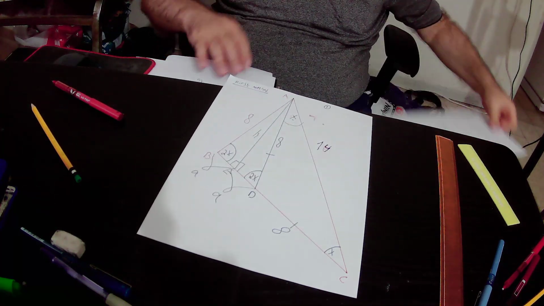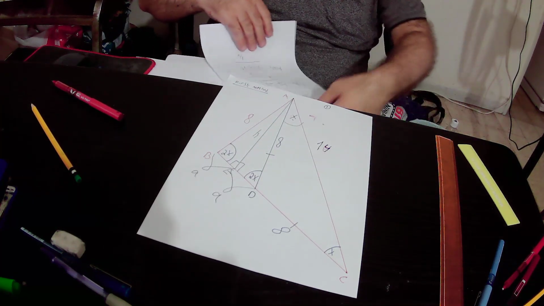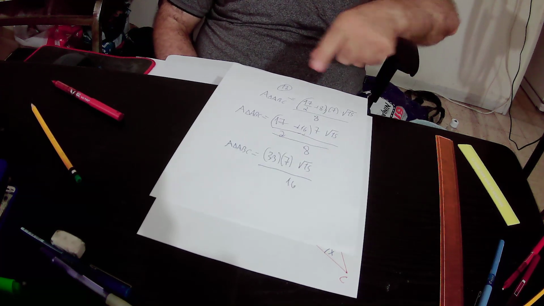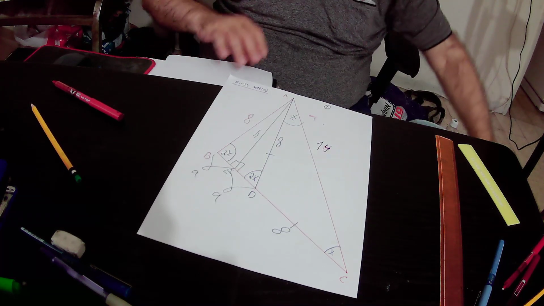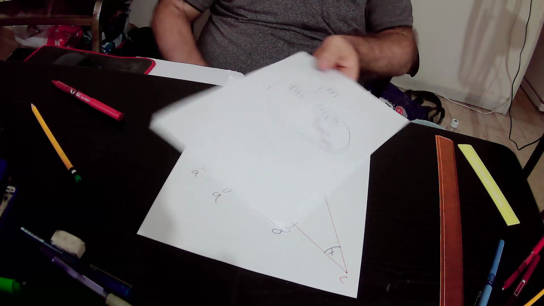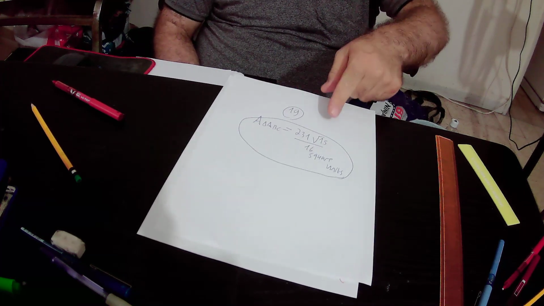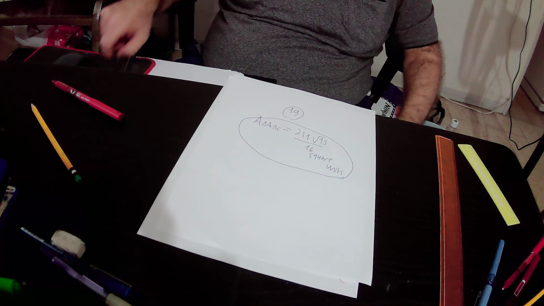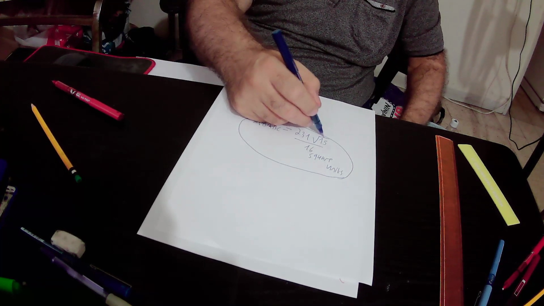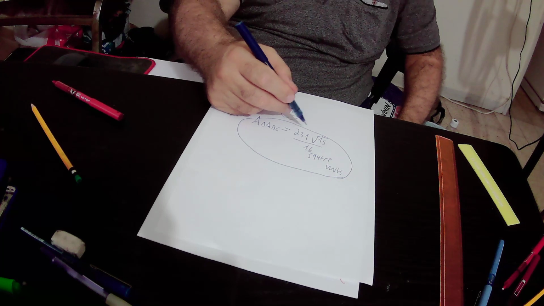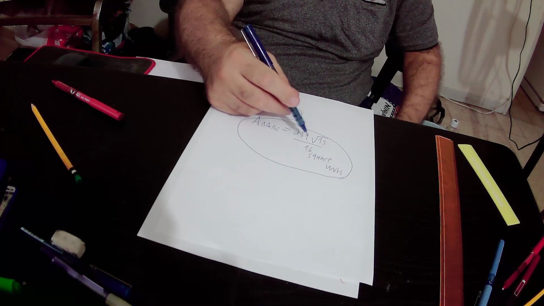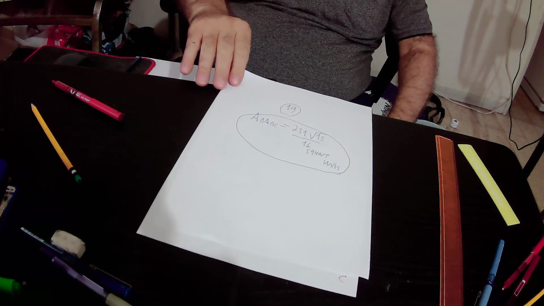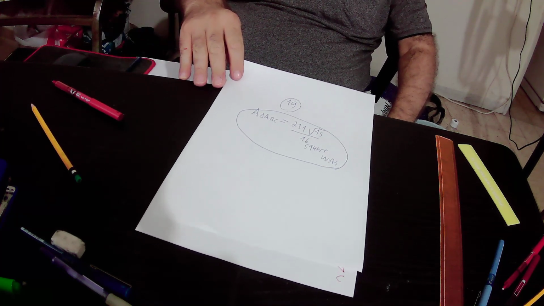After we solved this equality, we found that the area of triangle ABC equals 231 times root 15 over 16 square units. Again, the area of triangle ABC equals 231 times root 15 over 16 square units. Okay, that was the first method to solve this question.